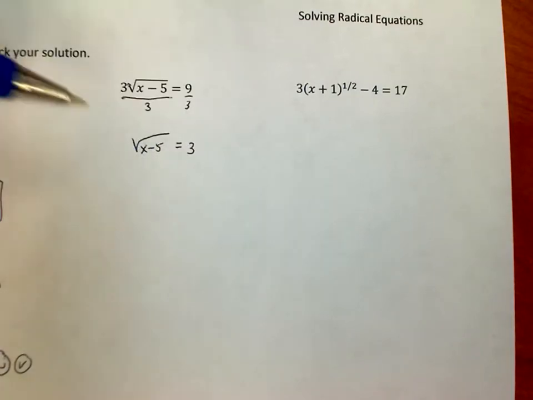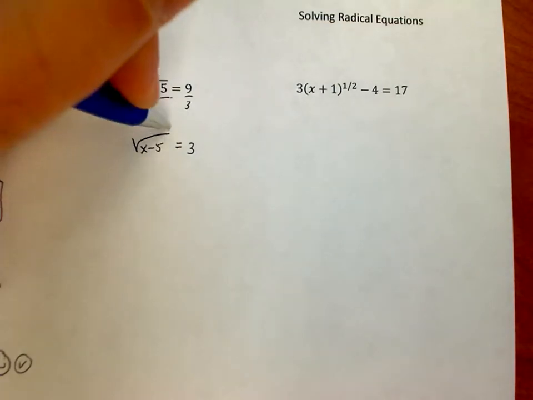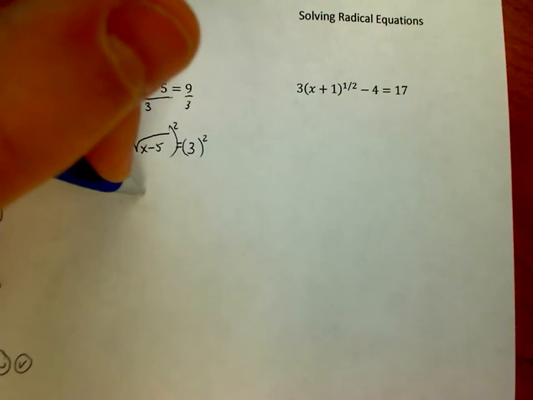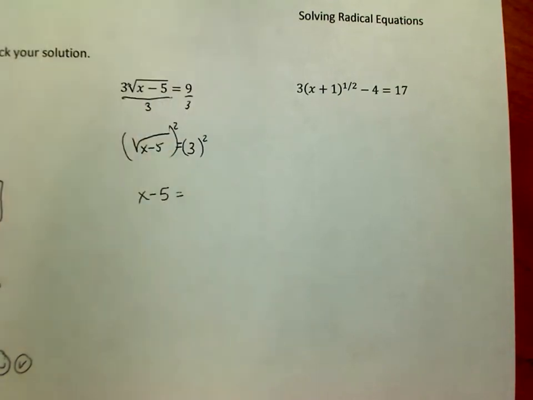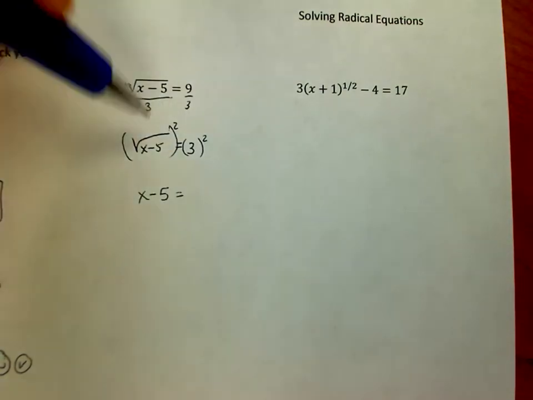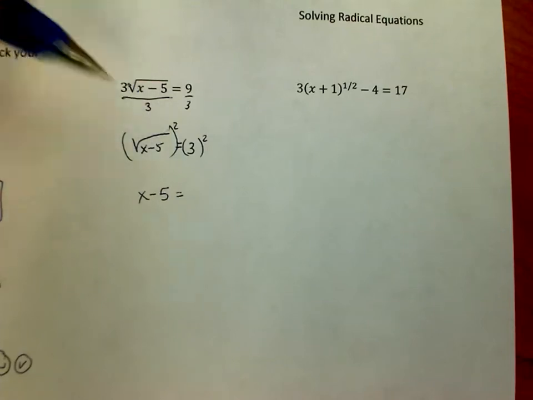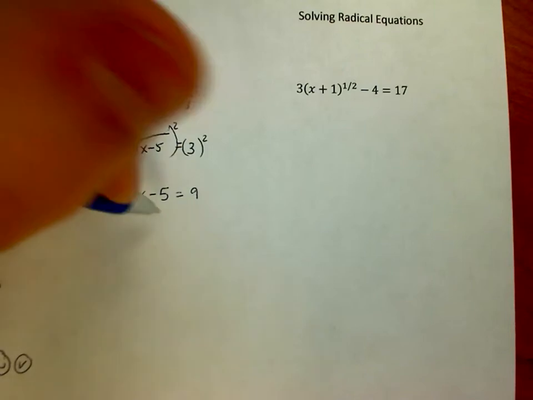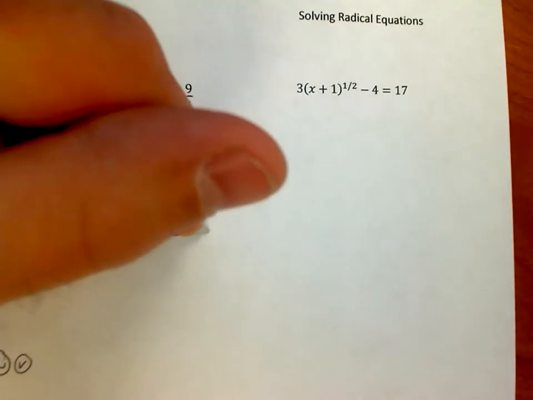Once again, I've got the square root by itself, so I'm ready to get rid of it, and the opposite of a square root is a square. So I'm going to square both sides, and that leaves me just with the x minus 5 on the left, the thing inside the square root sign, because the square root and the square went away. 3 squared is 9. Now I take x minus 5, and I need to add 5 to both sides to find out what x is.